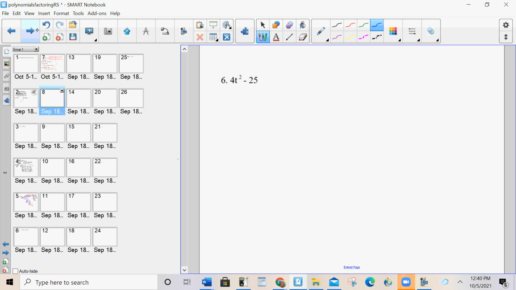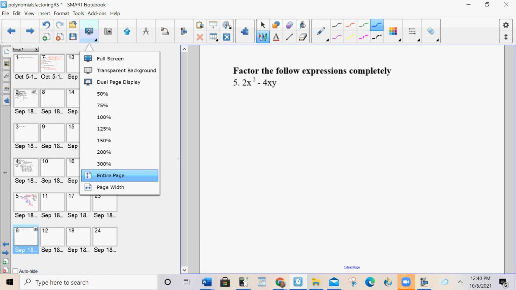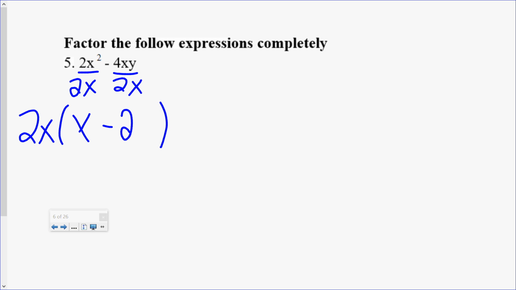So, number 5. The first thing we need to look for whenever we're factoring is a GCF. Is there a GCF? Yes. A GCF is a number or a variable that's in every term. 2 goes into both. There's an x in both, so 2x is my GCF. GCF is always one set of parentheses. GCF goes up front. Divide to determine what goes inside. Can I factor further? No.